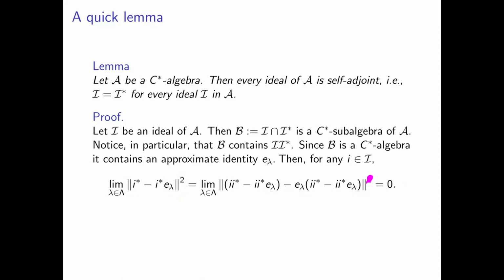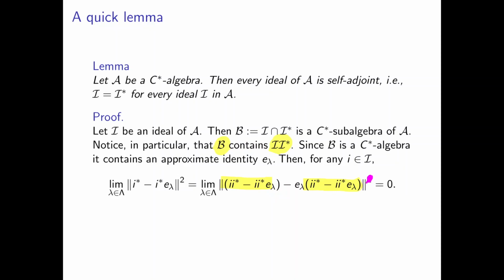So when we do all these calculations, we see that here I times I star lies here, and I times I star times E sub lambda lies in B, and therefore this whole expression lies in B. And these two expressions are, of course, the same expression. So by the definition of an approximate identity in B, this has to be 0.